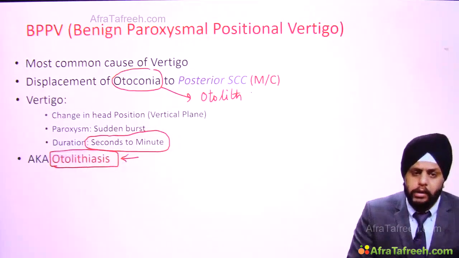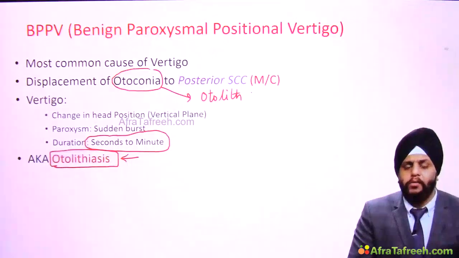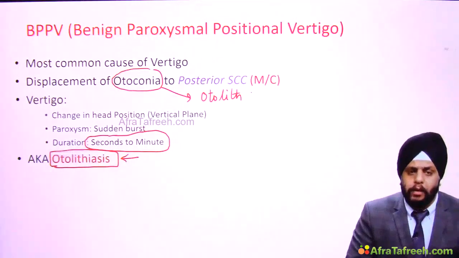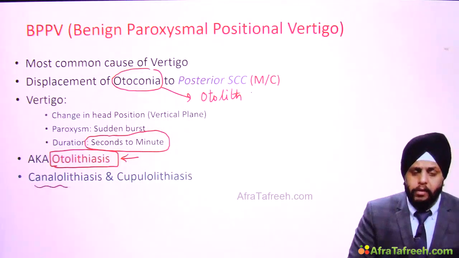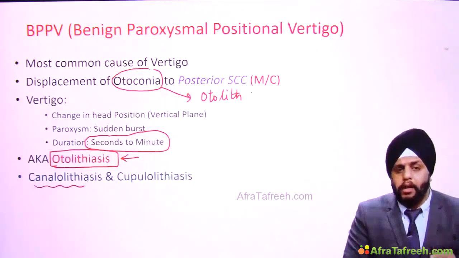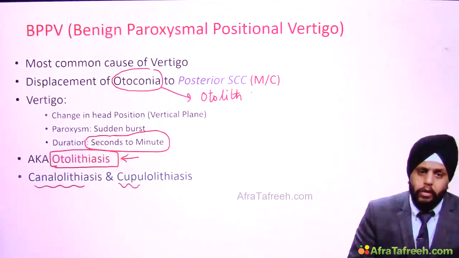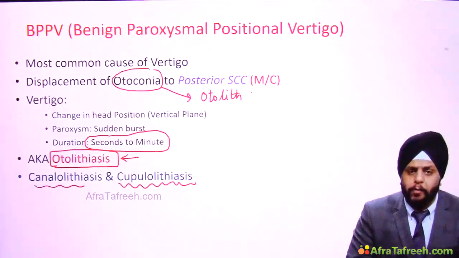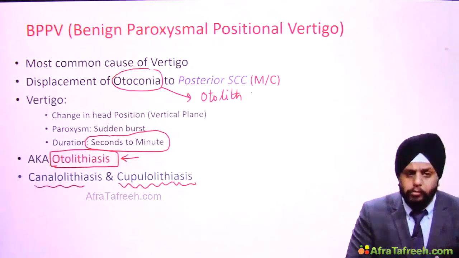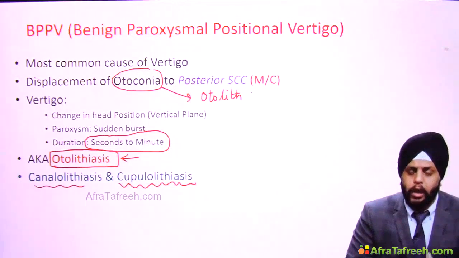Now, this otolithiasis may be of two further types. Sometimes these otoconia are free in the semicircular canal; that is known as canalolithiasis. But sometimes these otoconia may even become adherent to the cupula. That is known as cupulolithiasis. This will be a more severe type of vertigo because the stimulation will be more. So that is cupulolithiasis, when they get adherent to the cupula ampullaris.